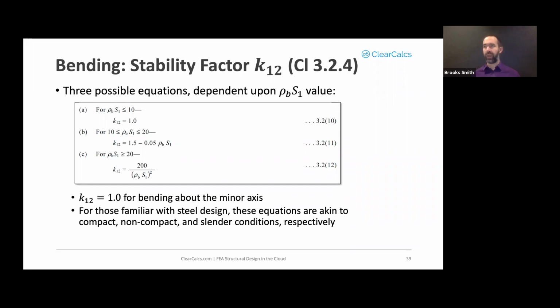For those of you who may be more familiar with steel design, these equations are akin to saying whether the timber beam is compact, non-compact, or slender, going from top to bottom respectively. If you're not familiar with steel design, don't worry about what I just said, but that's effectively what these equations are representing.